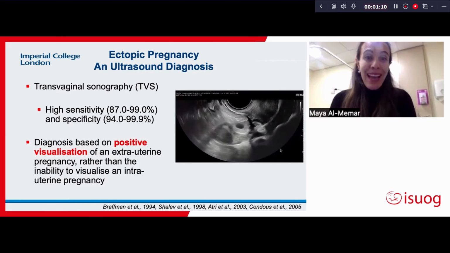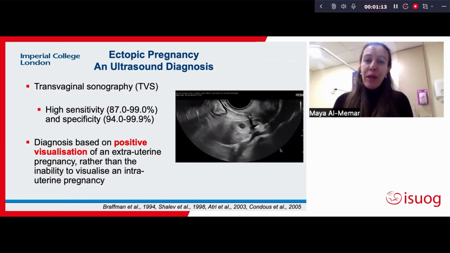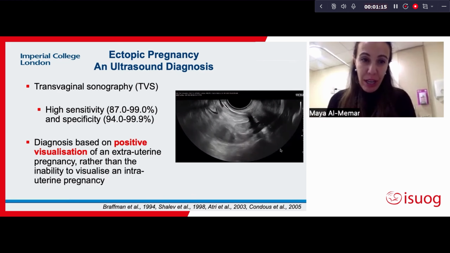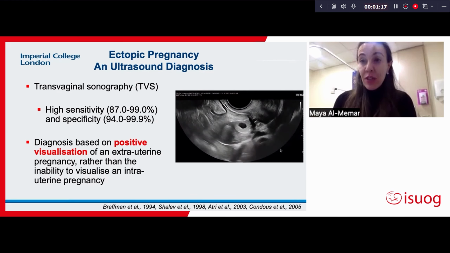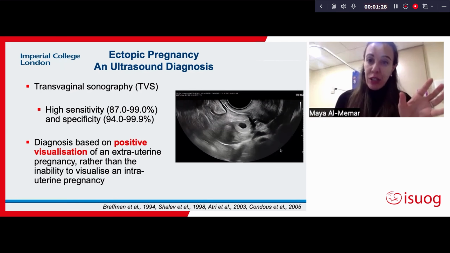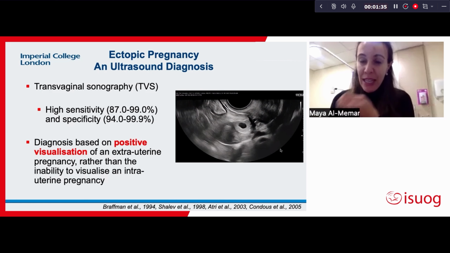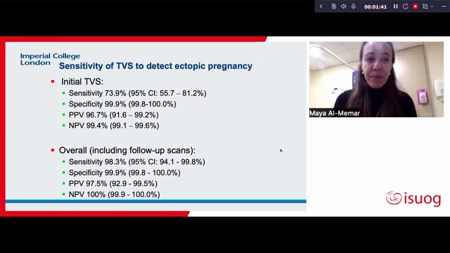On the whole, nowadays, ectopic pregnancy is an ultrasound diagnosis, and we know that transvaginal sonography has a very high specificity and sensitivity in the diagnosis of ectopic pregnancy. And it's really based on the positive visualization of an extrauterine pregnancy rather than a diagnosis of exclusion and an inability to visualize an intrauterine pregnancy. And this is something we've really tried to move away from in the last few years.